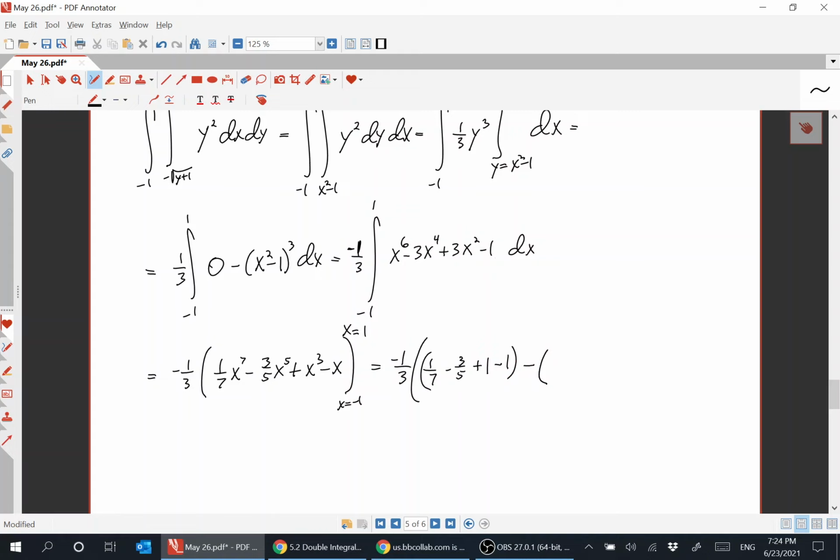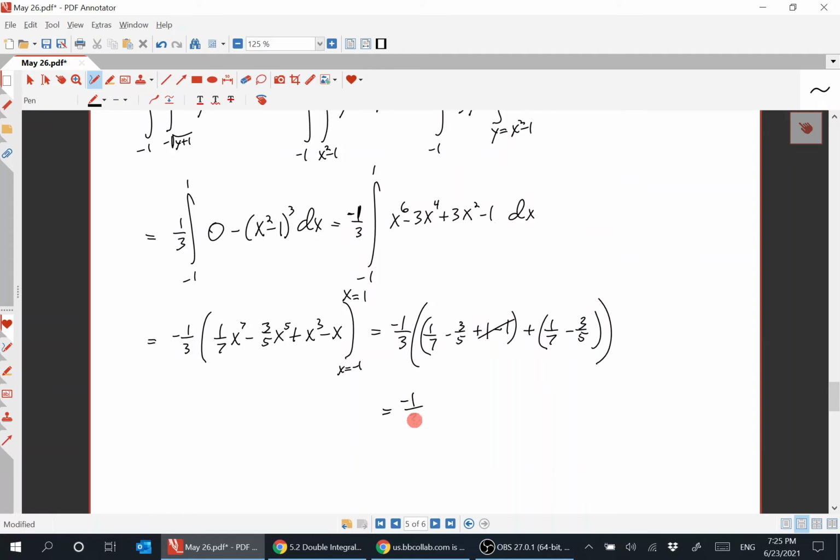Minus, at -1, these are all the same value, except they're negated because they're all odd powers of x, right? -1 to the 7th is -1. -1 to the 5th is -1. -1 to the third is -1, and x equals -1 is just -1 again. So double negative becomes plus. So it's the negative of this, but it's subtracted, so it becomes plus. So that's 1/7 minus 3/5 plus 1 minus 1, and those go away, of course.